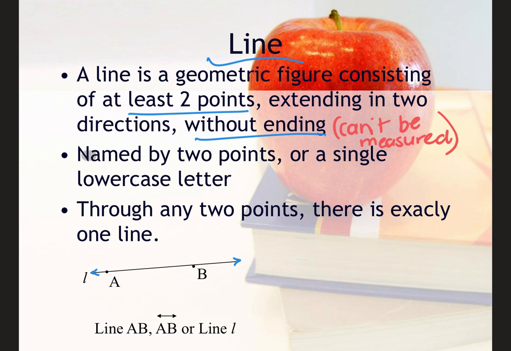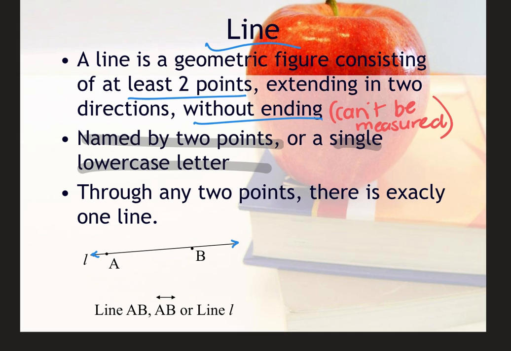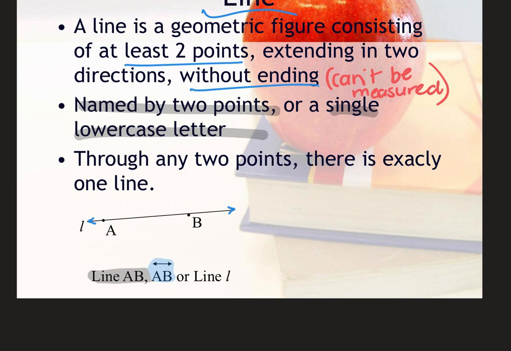A line is named by 2 points or a single lowercase letter. So this line that's drawn down here can be called line AB, and it would be the word line with AB after, or the line symbol with both arrows over the letters AB. And order is not important there, so it could have also been BA with the line over it. Or this smaller italicized letter off to the left, which is an L in this case, can also be used as its name, and so we could call this line L.